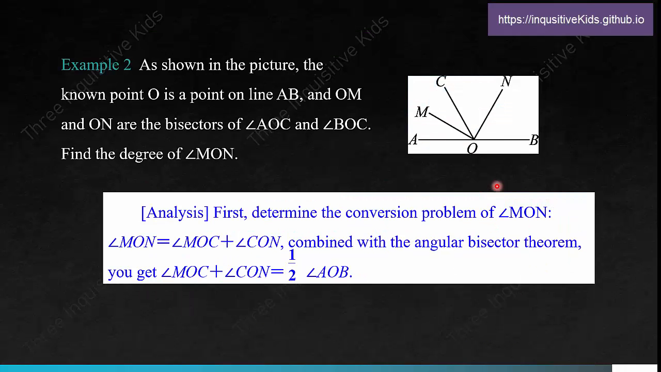Example 2. As shown in the picture, the known point O is a point on line AB, and OM and ON are the bisectors of angle AOC and angle BOC. Find the degree of angle MON. I'll walk us through together. So, what's the question asking for? We know that there's a line AB, and O is a point on it. OM and ON are bisectors of angles AOC and BOC, so we're trying to find the degree of angle MON.